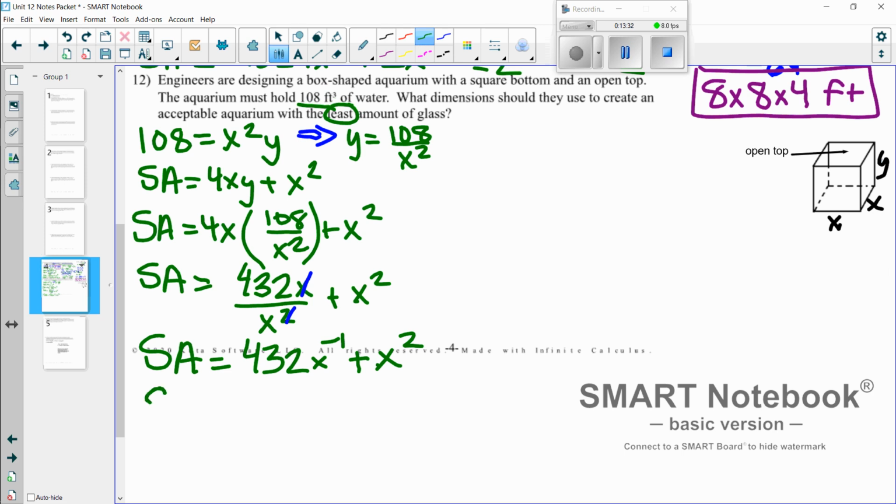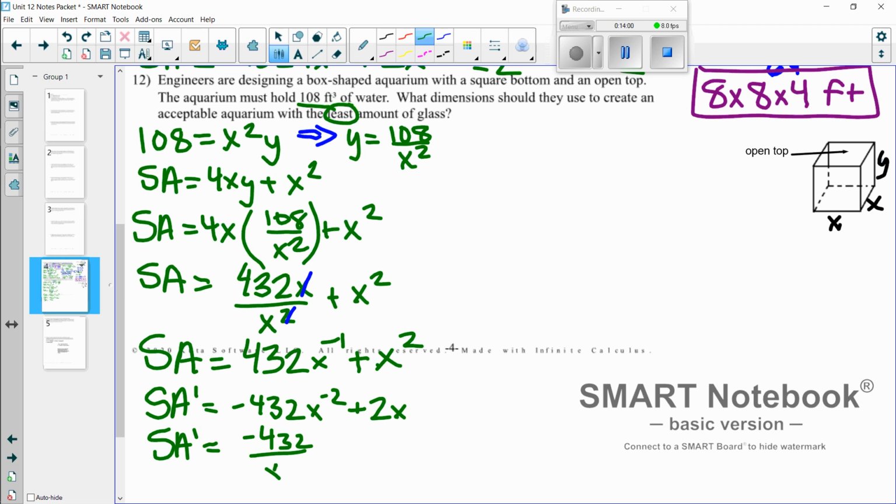So let's do that. Use the power rule here. Pause it especially to get this one, just to remind yourself of the power rule. Bring down that negative. And then we have x to the negative 2 plus 2x. Okay. You're going to call me crazy, but move that x back down, okay? Because that's going to be a lot easier for us to find x, or where the derivative is 0. So negative 432 over x squared plus 2x.